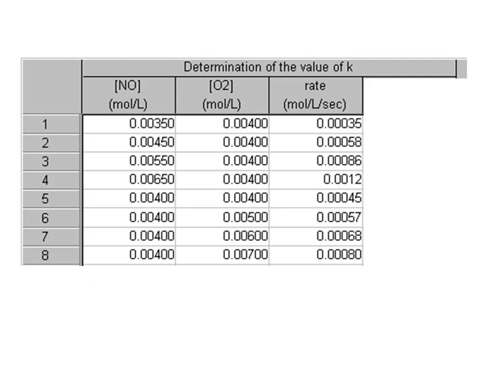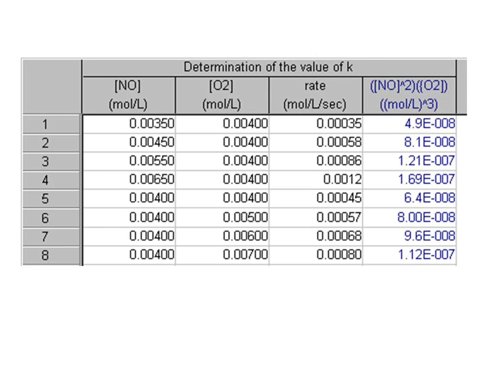So now we're ready to go ahead and look at all 8 trials. This is where I think it's kind of strange, but maybe not. So we need to basically take NO squared, times O2 raised to the first power. Like you see in the title over here, what this says is NO squared, because it's second reaction order, times O2 raised to the first power, for each of the 8 trials.